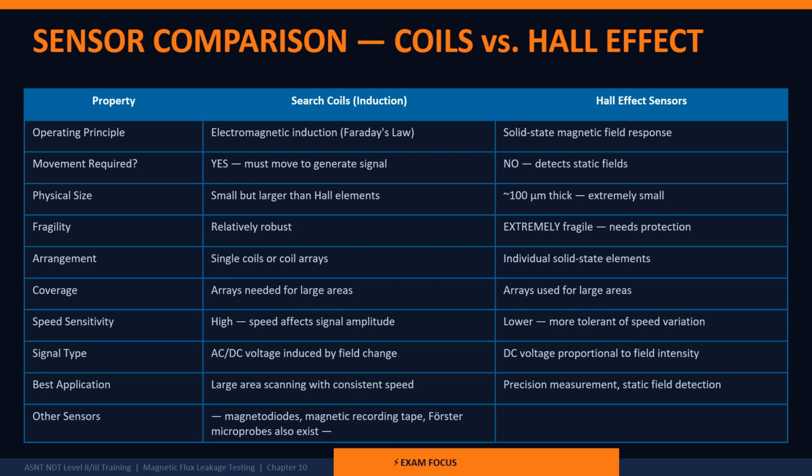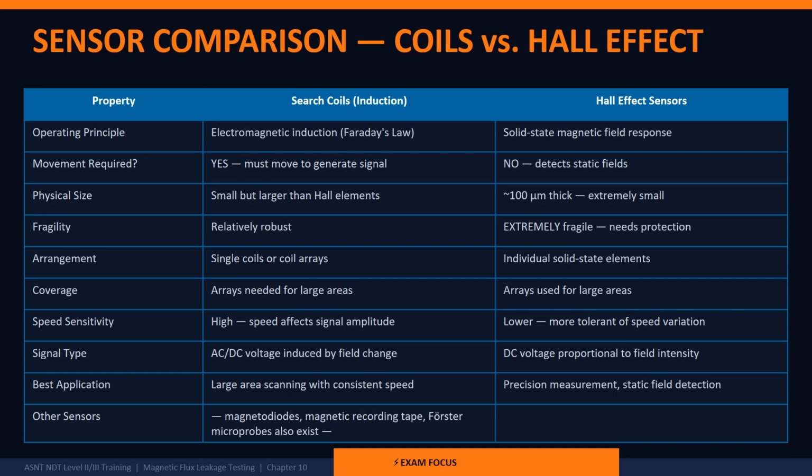Hall effect sensors are completely different. Unlike coils, Hall sensors respond to magnetic field intensity itself. Not field change. Field intensity. That means they can detect static magnetic fields. That is their biggest advantage. Suppose your scanner stops directly over a defect. What happens? Search coil. Signal disappears. Hall sensor still detects the leakage field.